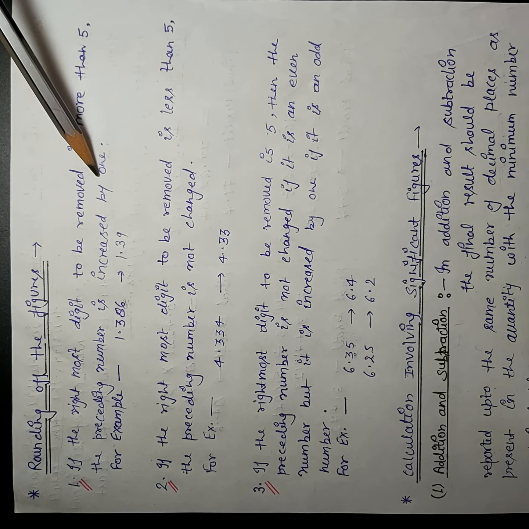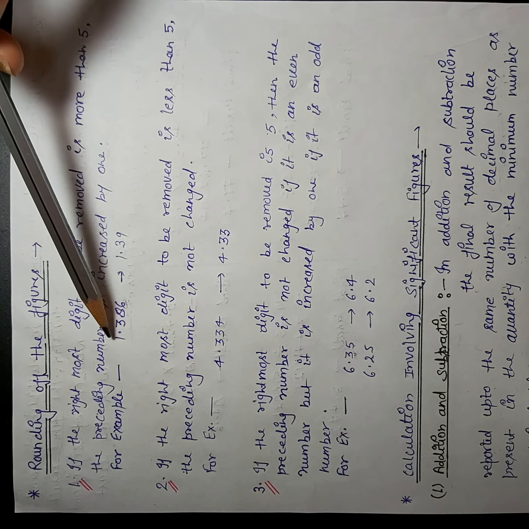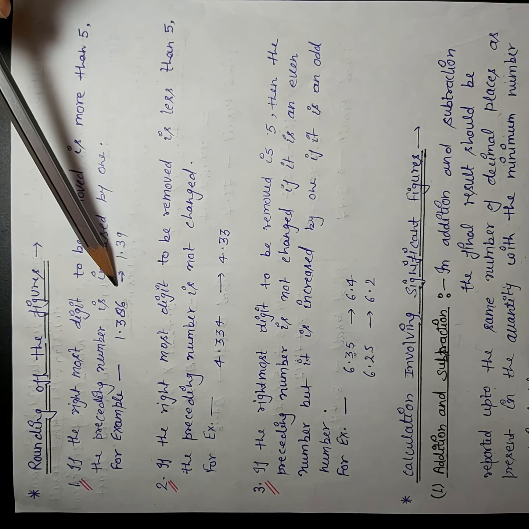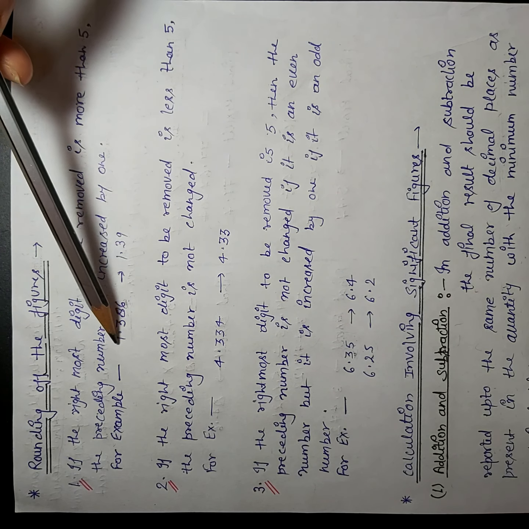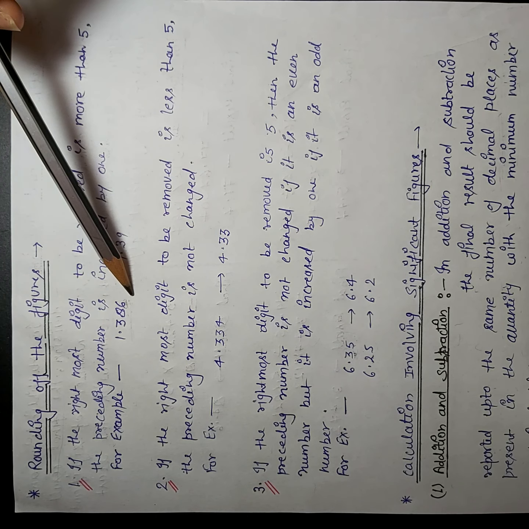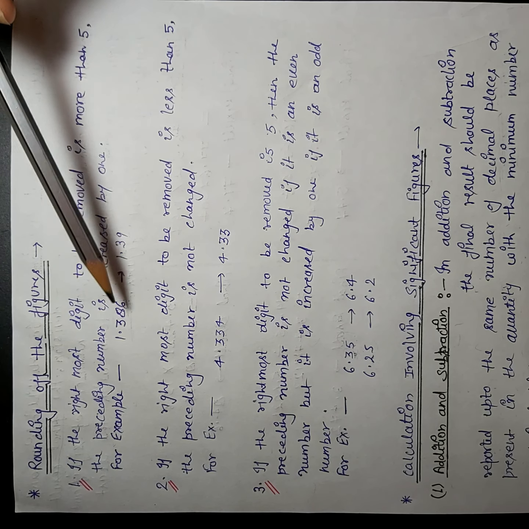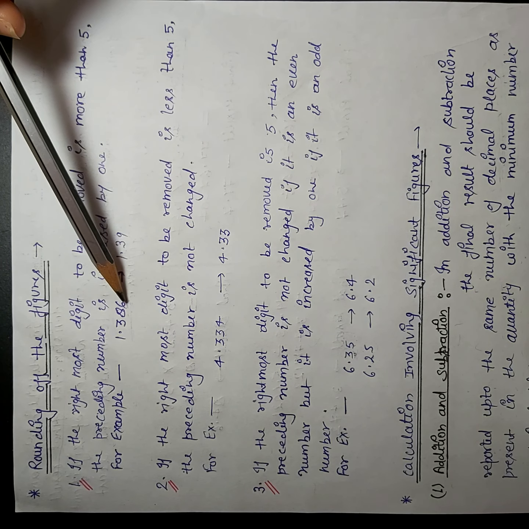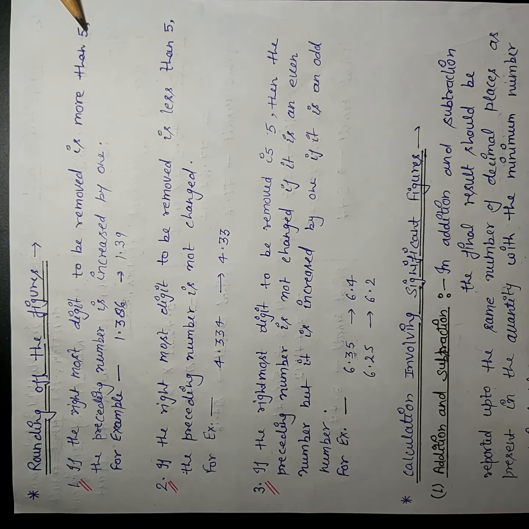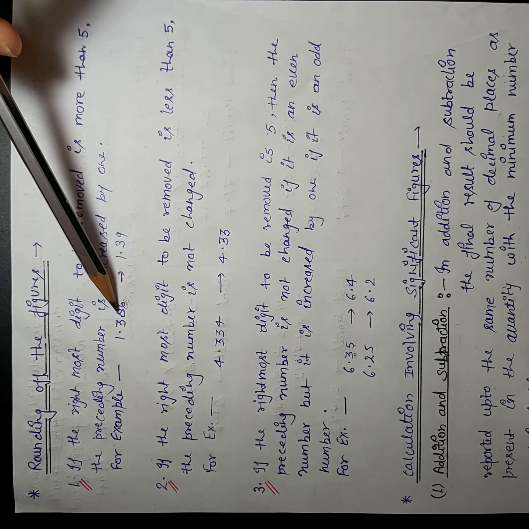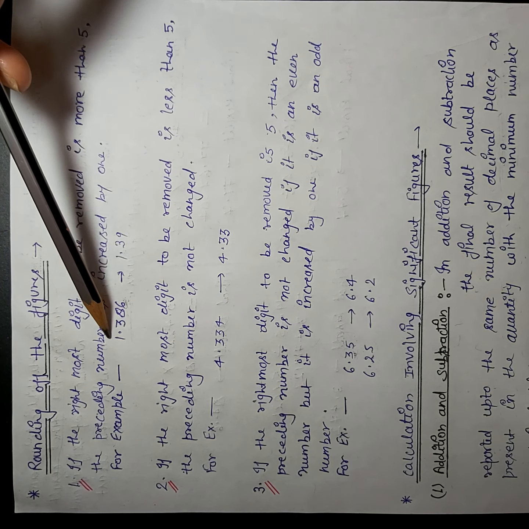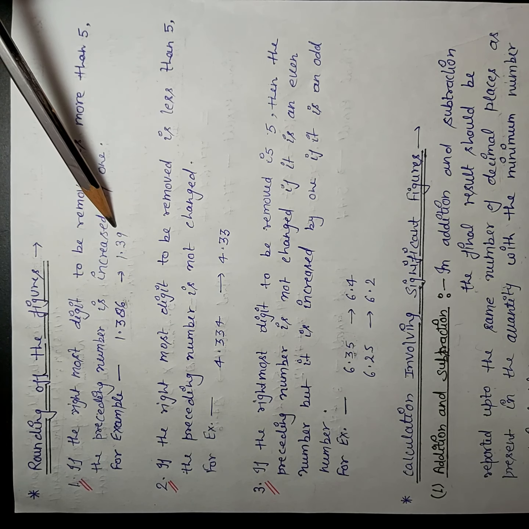is increased by 1. Okay, so if you have 1.386 and you want to round off this number to two decimal places, then what will you do? You remove the last digit. Since the last digit is more than 5, 8 will increase by 1, so it will be converted into 1.39.